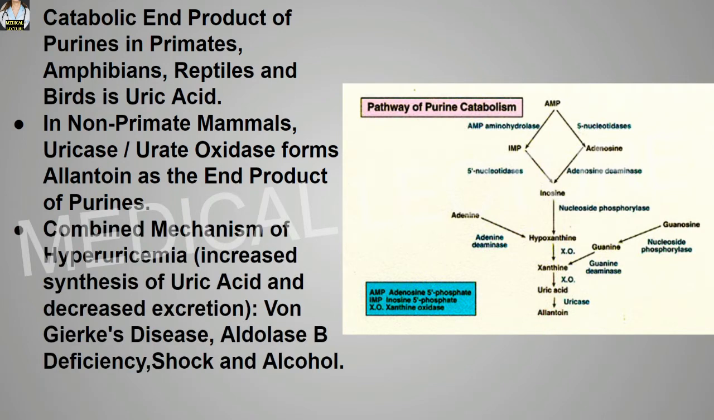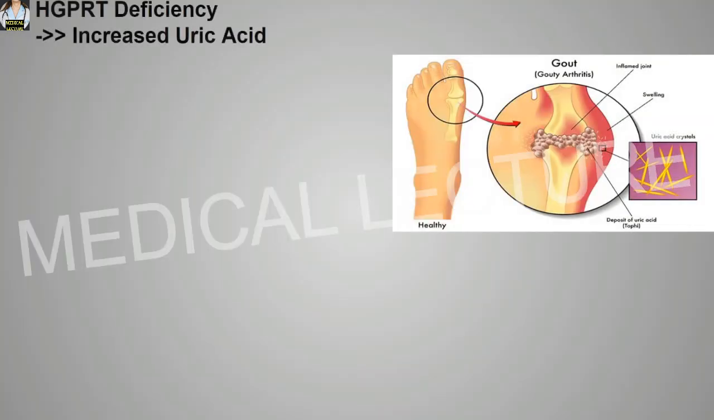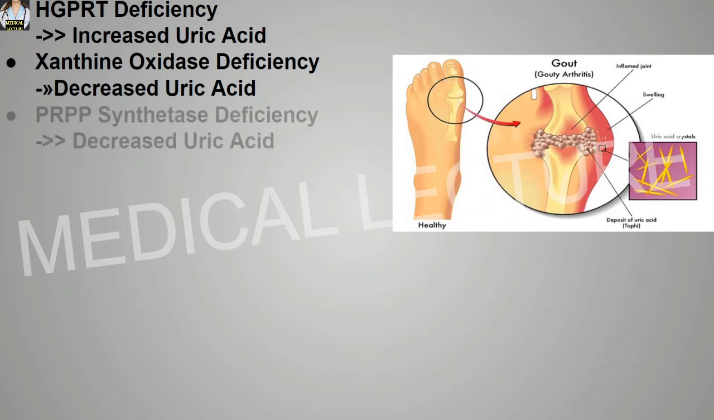Combined mechanism of hyperuricemia means there is increased synthesis of uric acid and decreased excretion. This combined mechanism is seen in von Gierke's disease, aldolase B deficiency, shock and alcohol consumption. HGPRT deficiency causes increased uric acid. Xanthine oxidase deficiency causes decreased uric acid. PRPP synthetase deficiency causes decreased uric acid.